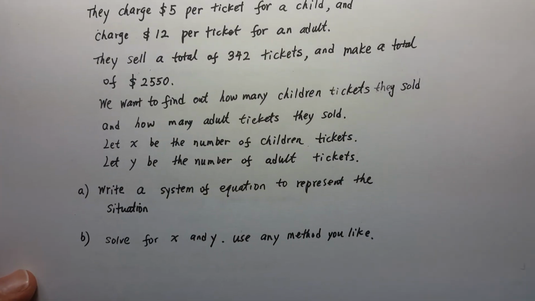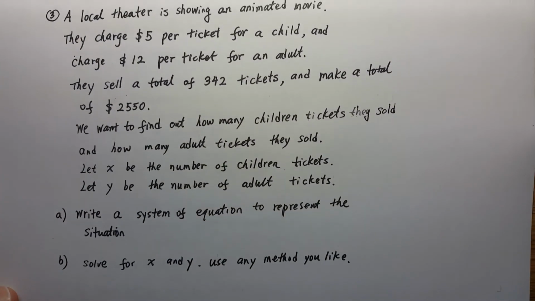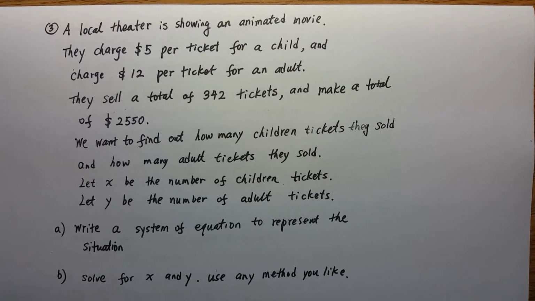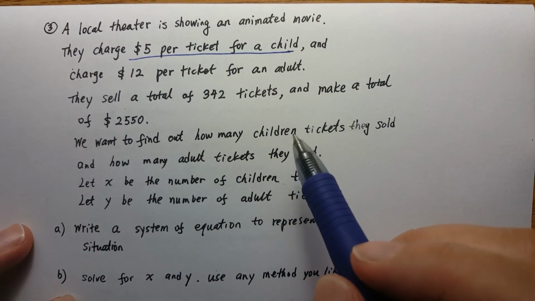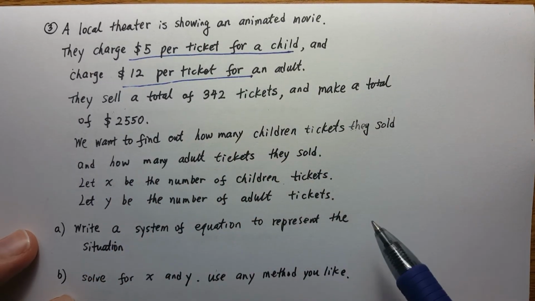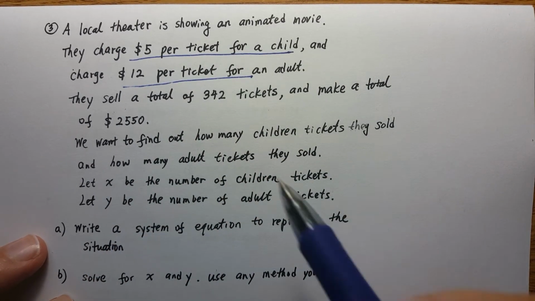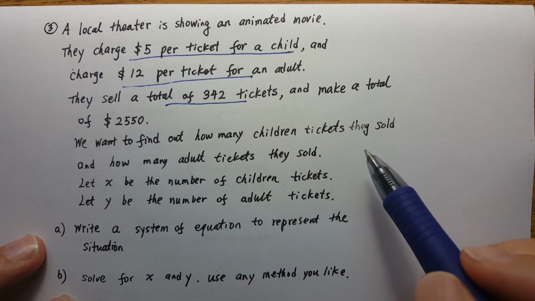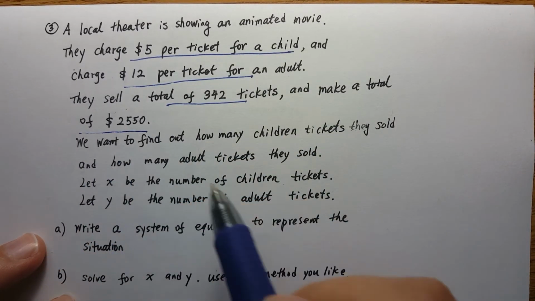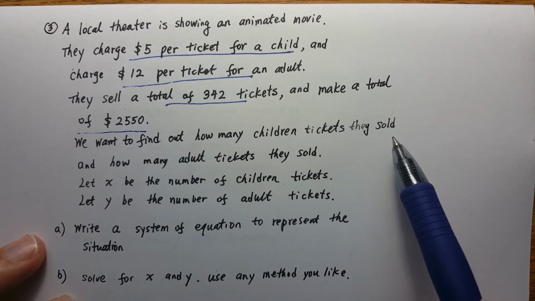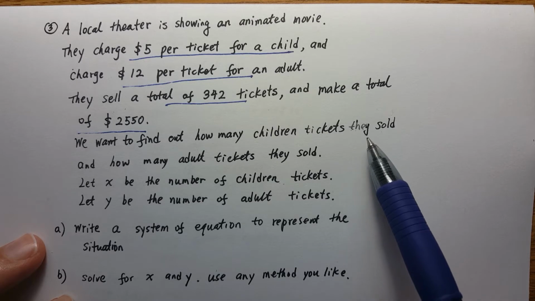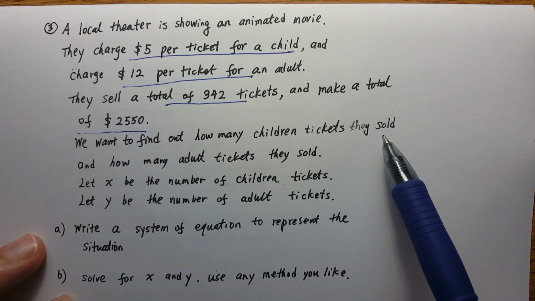Number 3. A local theater is showing an animated movie. They charge $5 per ticket for a child and $12 per ticket for an adult. They sell a total of 342 tickets and made a total of $2,550. We want to find out how many children tickets they sold and how many adult tickets they sold.